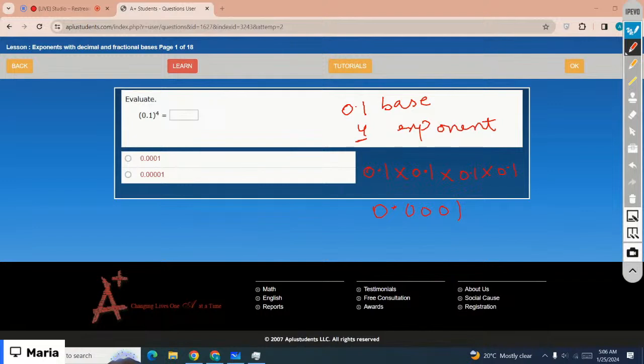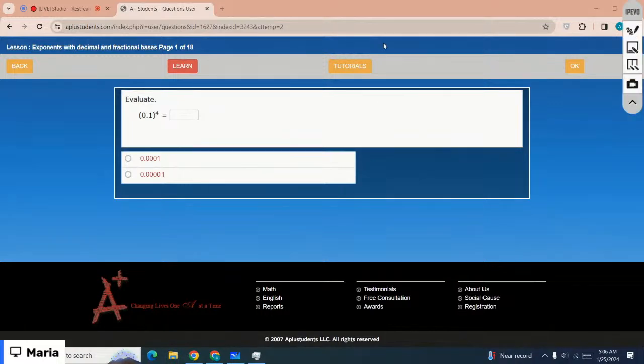Got it? So you have to multiply 0.1 4 times. The correct option is option number 1.